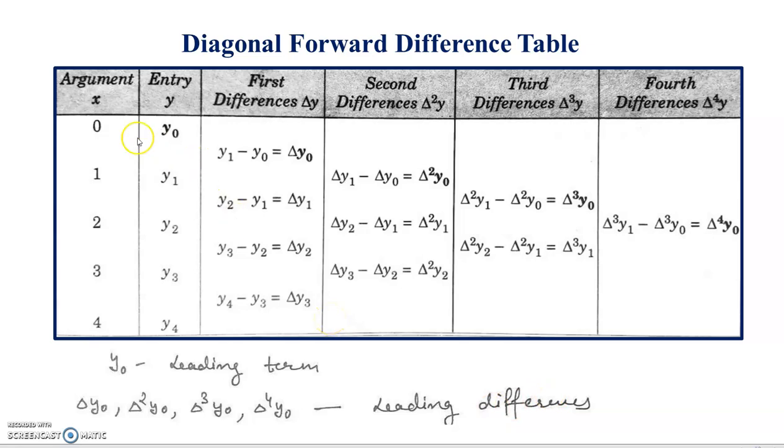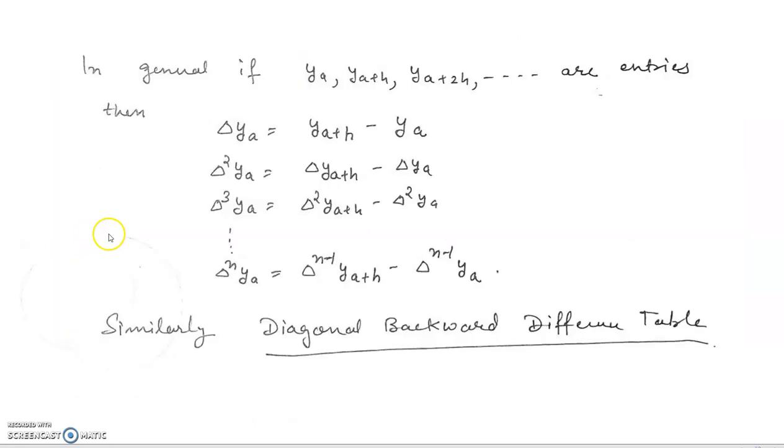In general, in place of 0, 1, 2, 3, if we take the arguments a, a plus h, a plus 2h and so on, and entries ya, ya plus h, ya plus 2h and so on, then the differences will be: delta ya is ya plus h minus ya, delta square ya is delta ya plus h minus delta ya, and similarly, if you take the nth order forward difference, then it will be the difference of the n minus 1th order forward differences. That is, delta n minus 1 ya plus h minus delta n minus 1 ya.